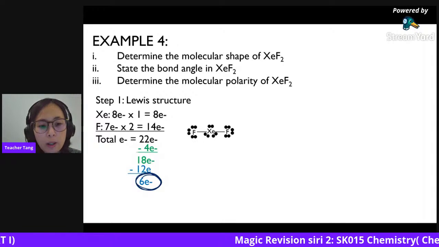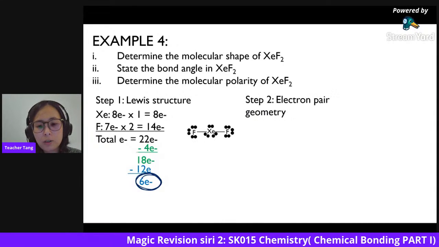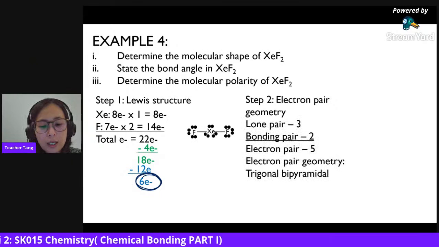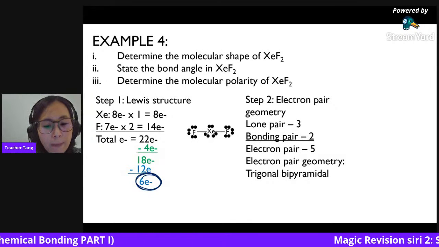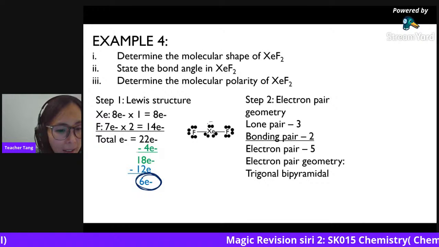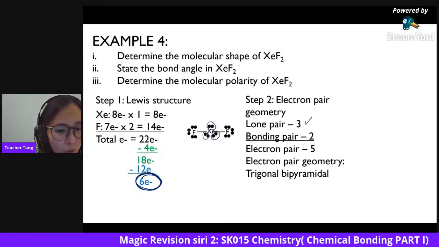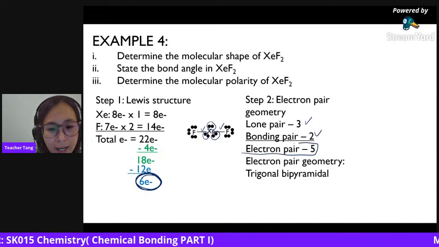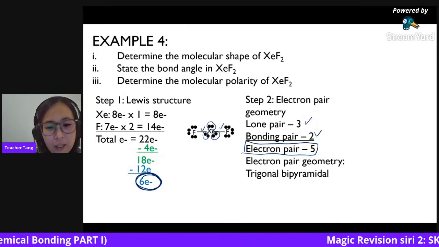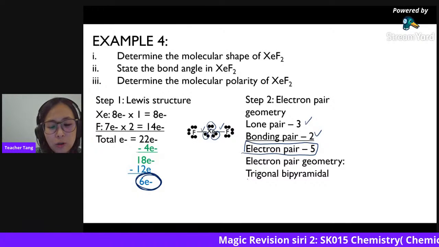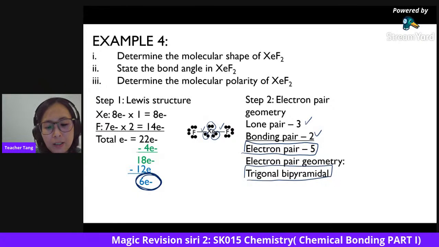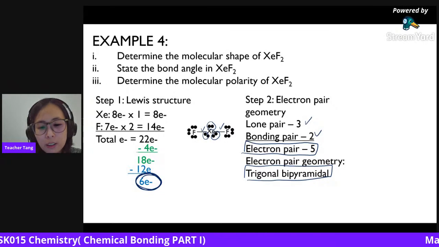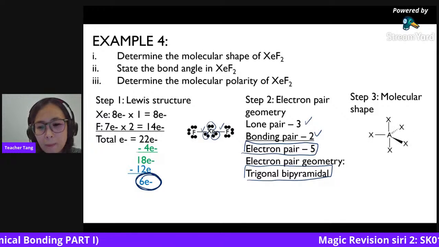Then we can move on to step number 2, determine the electron pair geometry. To determine the electron pair geometry, first we need to determine how many lone pairs and bonding pairs there are around our central atom. For lone pairs, there are 1, 2, 3. So 3. For bonding pairs, 1, 2. So 2. The total electron pairs around the central atom therefore is 5. For 5 electron pairs, the electron pair geometry will be trigonal bipyramidal. To draw the molecular shape, we must draw it based on the trigonal bipyramidal backbone.